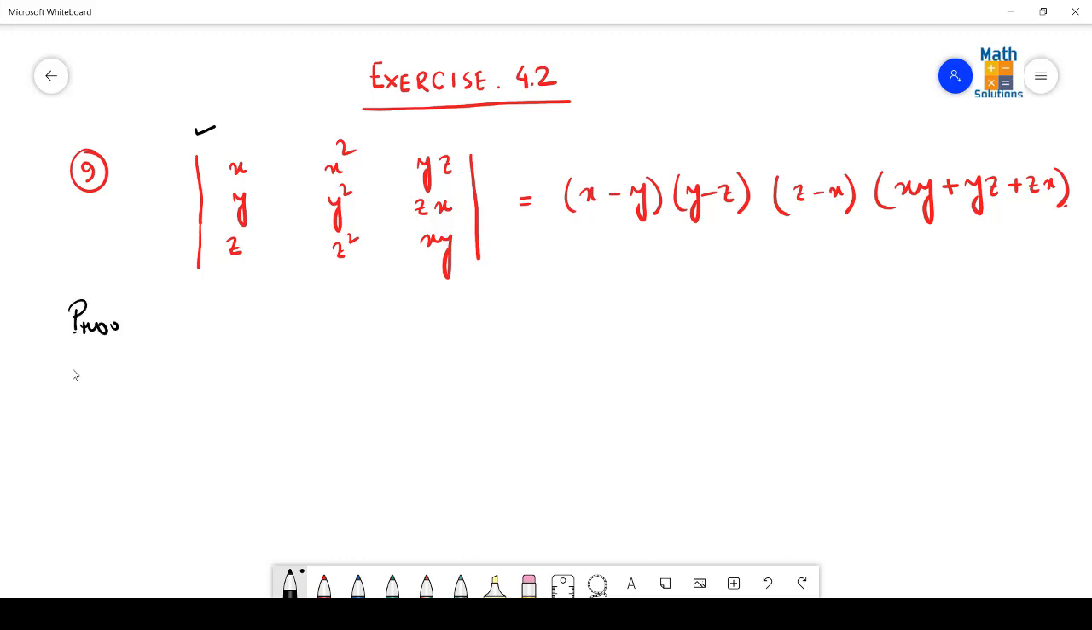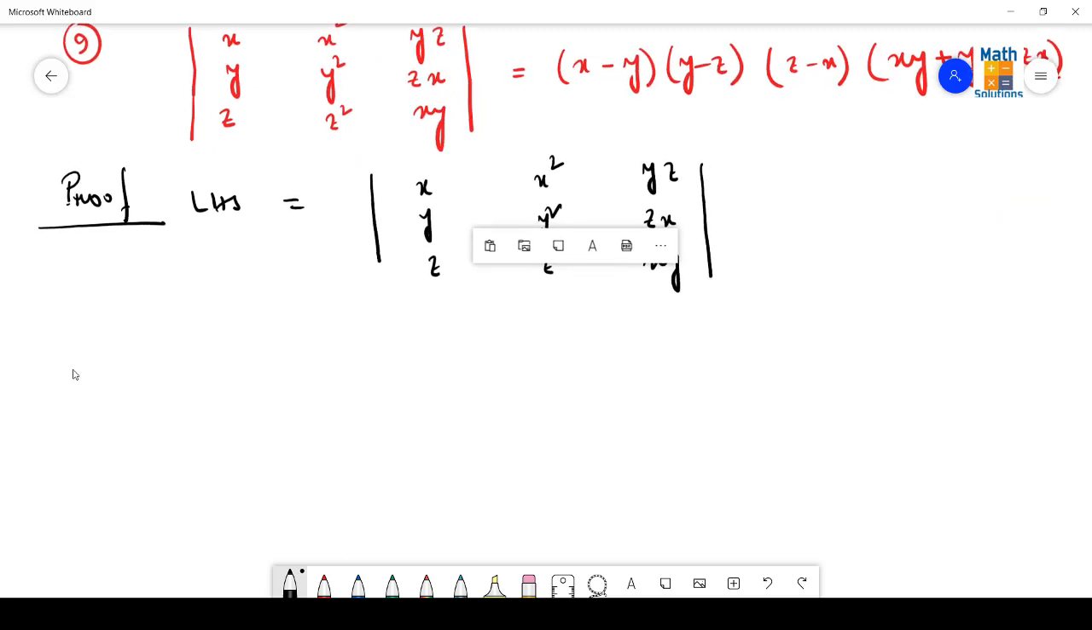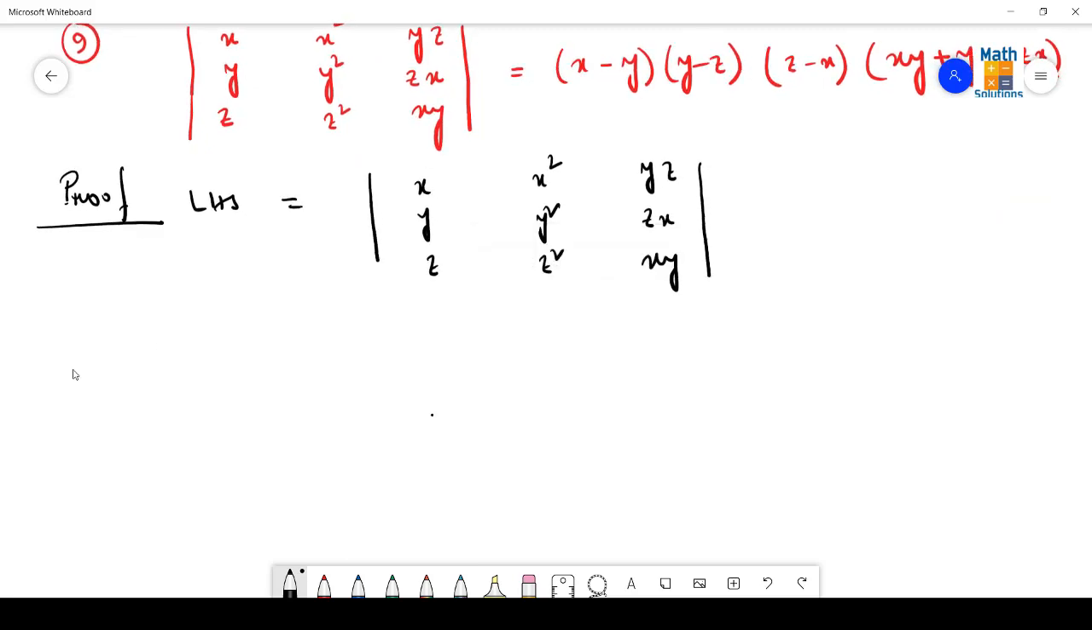So coming to the proof part, starting with the LHS. The LHS is this one: x, y, z, then x square, y square, z square, then yz, then zx, then xy. In this type of questions, our intention is to reduce the determinant to such forms in which the determinant can carry the maximum number of zeros. Here our requirement is x minus y, y minus z on the right hand side.